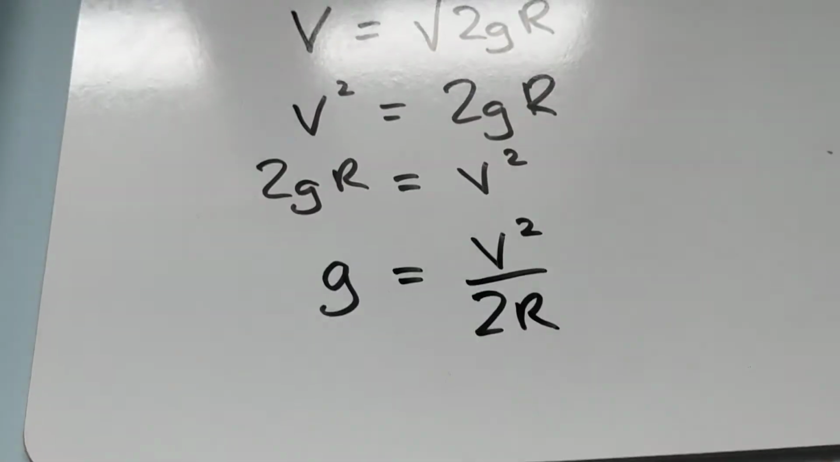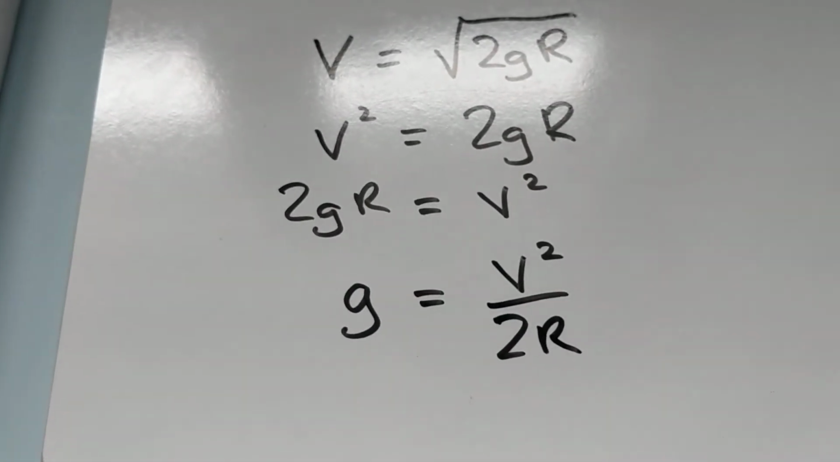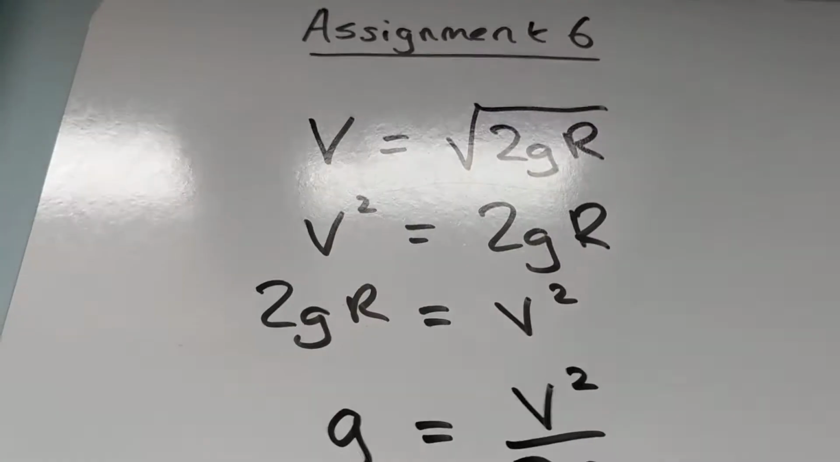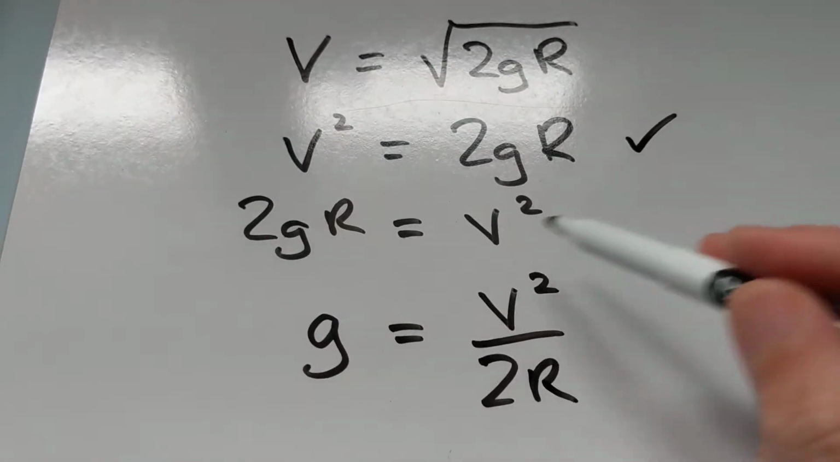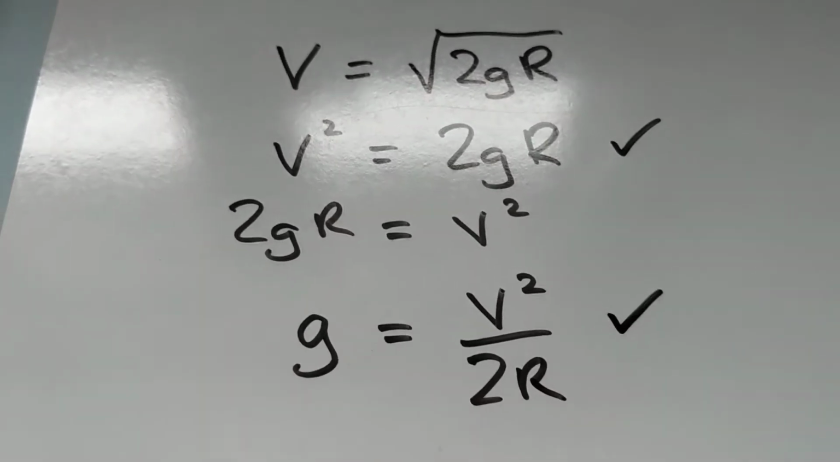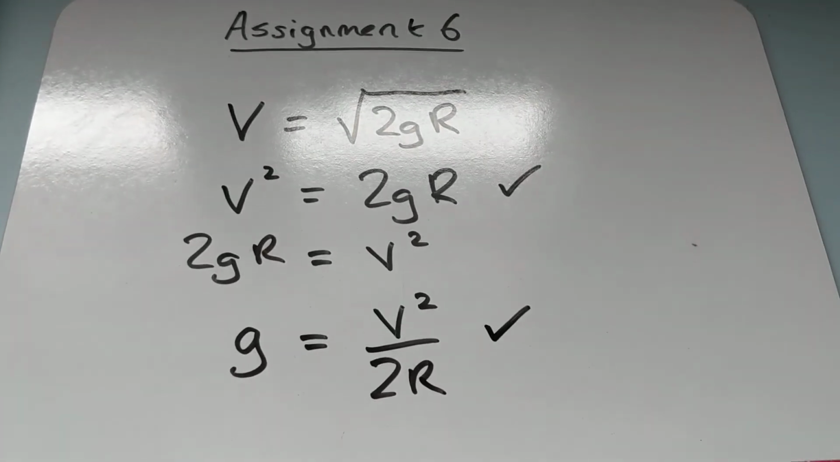And so you get g equals v squared over 2r as your answer. So in terms of marking, you get 1 mark for squaring both sides. You don't get a mark here because you just switch things around, and then you get a mark here. So 2 marks for that question.